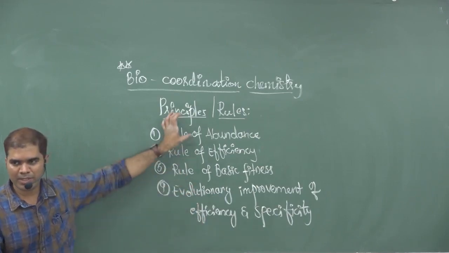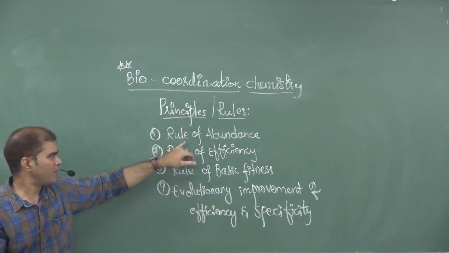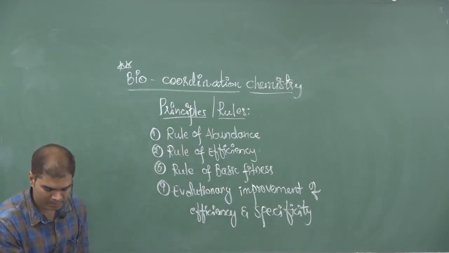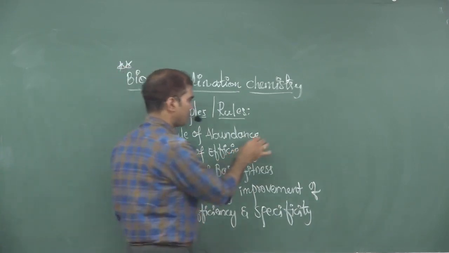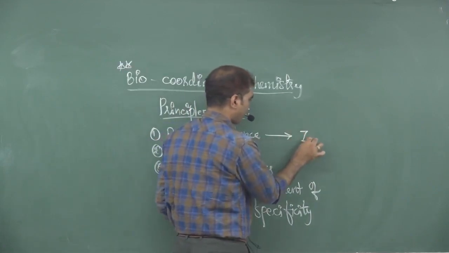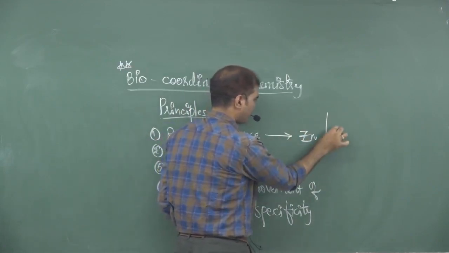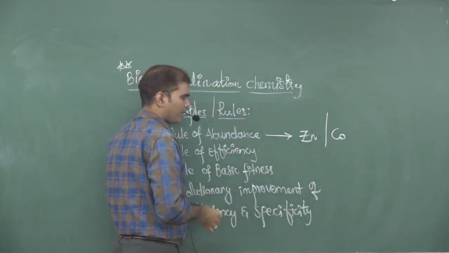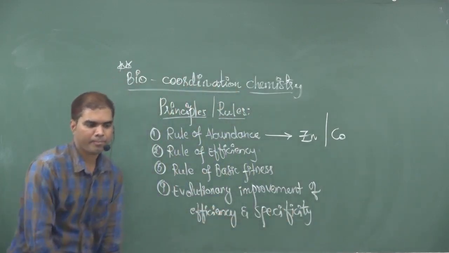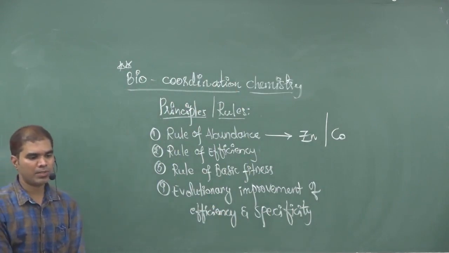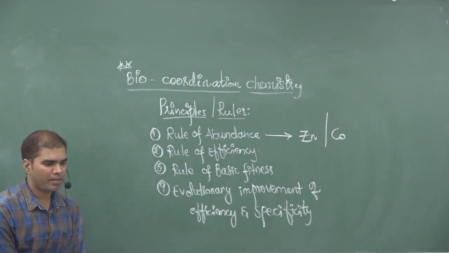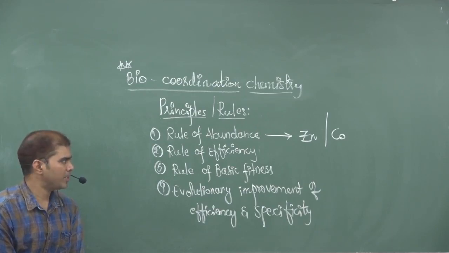So you just take down these principles. First one, rule of abundance: nature chooses those elements that are found abundantly.